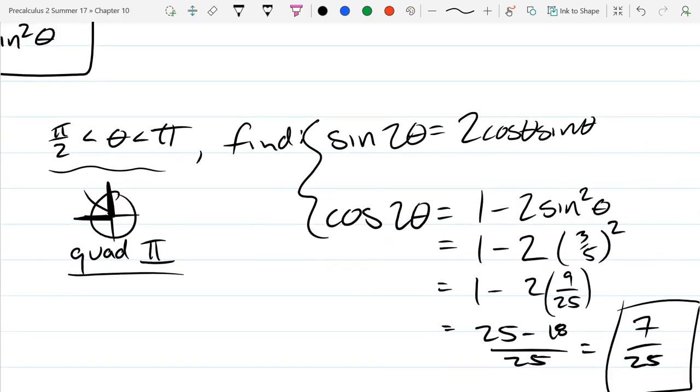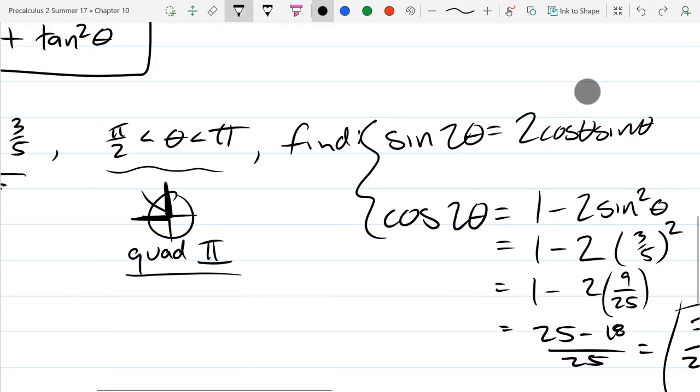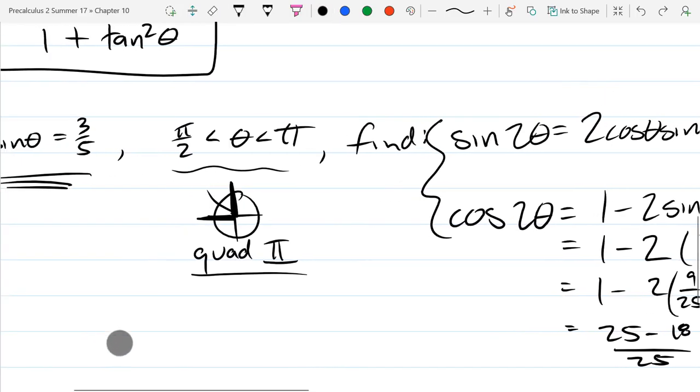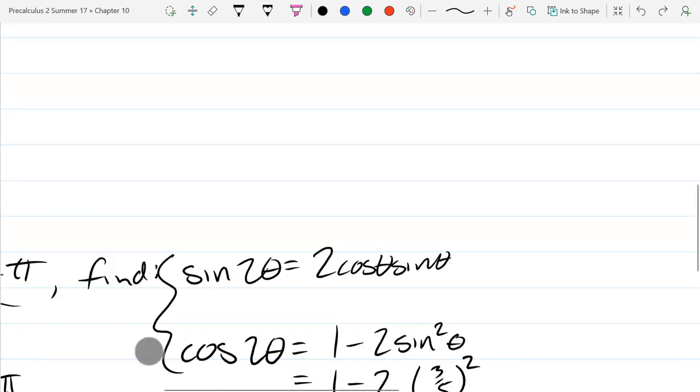How in the world are we going to figure out cosine theta? So we know about sine, we want to get cosine. Well, how do we relate sine to cosine? There's a few ways to do it. You could use that funky one where it's pi over 2 minus theta, but the problem is I'll write that one down.